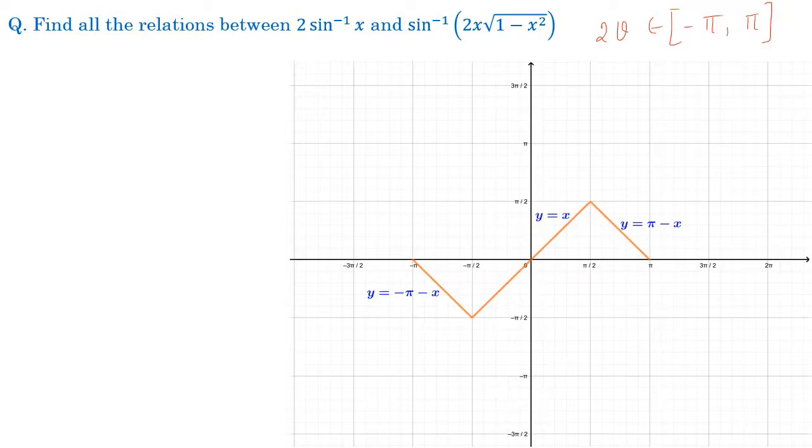So I am taking case 1. First of all, minus pi less than or equal to 2 theta less than or equal to minus pi by 2. Then what about theta? Theta will be minus pi by 2 less than or equal to theta less than or equal to minus pi by 4, you see here.